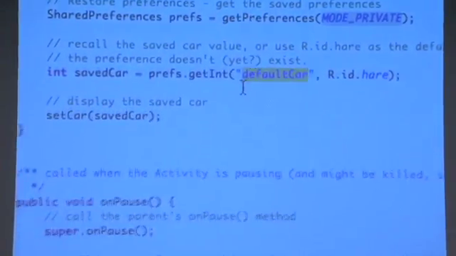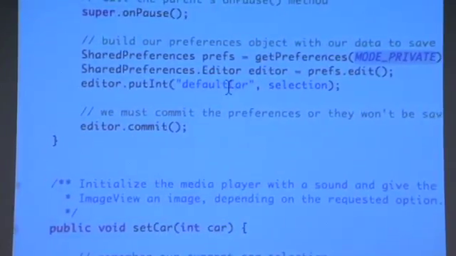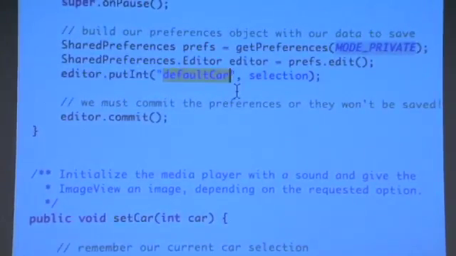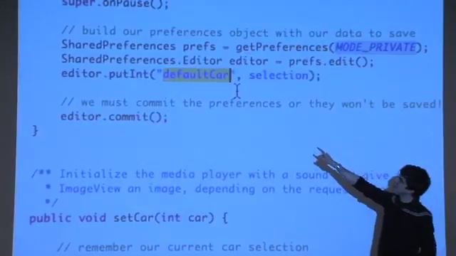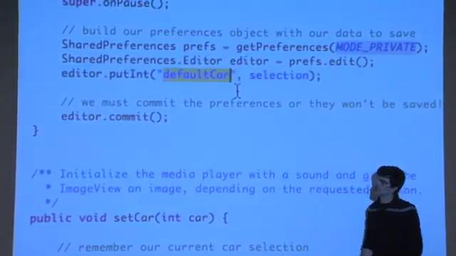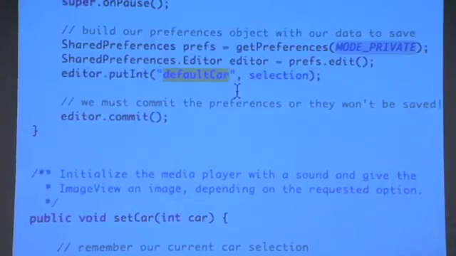Recall that when we save this data, we're saving it in key-value pairs. What that means is that I'm passing in a key so that I will be able to fetch that same data at a later point. In this case, when I am saving the data, I'm telling it that I want to put an int, the value selection, using the key default car. Notice that the key in this case is a string.